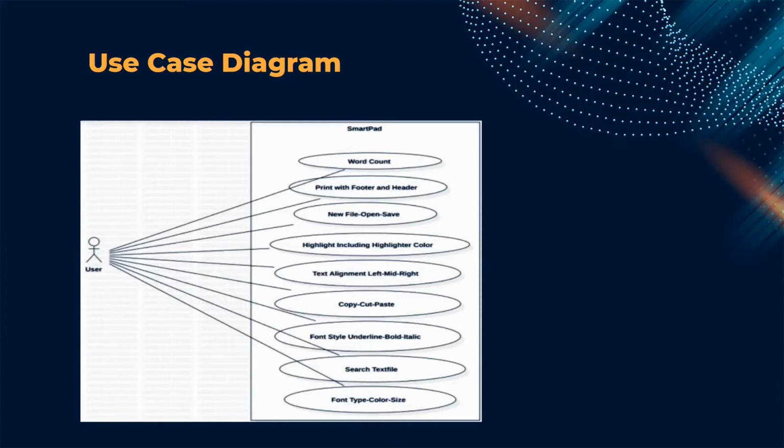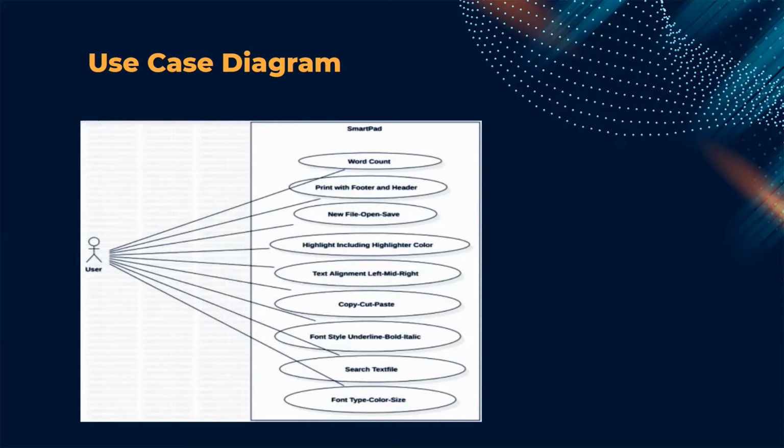Another feature that we added to the text editor for the user is to be able to highlight, including highlighting color. So we have implemented code there where you can choose any color that you need to highlight whatever text you desire to. Going forward, we have text alignment. So left, middle, and right, pretty straightforward.